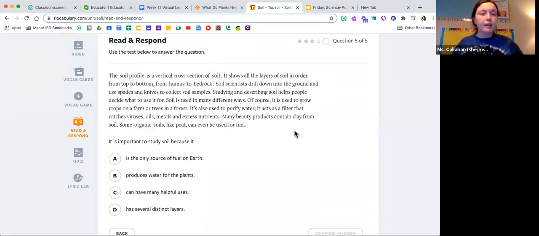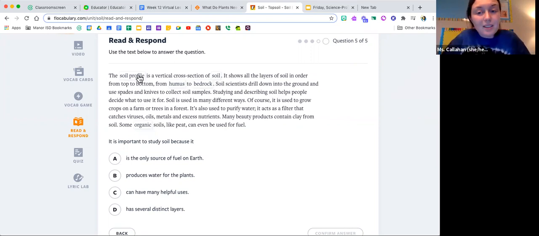Okay, here we go. The soil profile is a vertical cross section of soil. It shows all the layers of soil in order from top to bottom, from humus to bedrock. Soil scientists drill down into the ground and use spades and knives to collect soil samples. Studying and describing soil helps people decide what to use it for. Soil is used in many different ways.